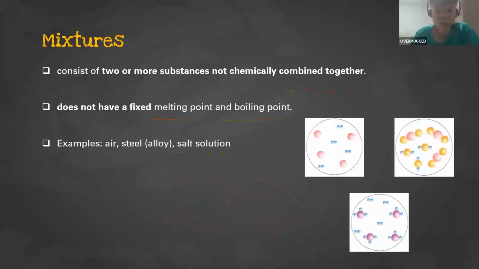Okay, but the thing is there are three different kinds of mixture. Okay, from this first diagram over here, I can see that there's one element over here and there's a second element over here. So for diagram 1, I will call this a mixture of elements. Okay, mixture of elements. This is for your diagram 1.